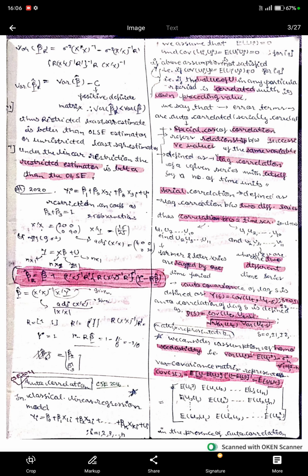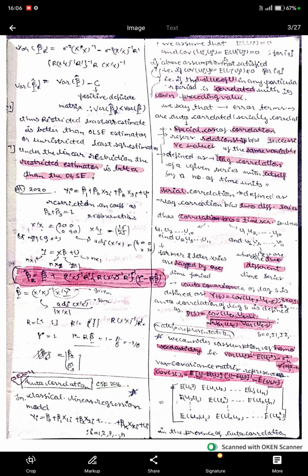Autocorrelation is a special case of correlation. It refers to the relationship between the successive values of the same variable. It is defined as lag correlation of a given series with itself by a number of time units.